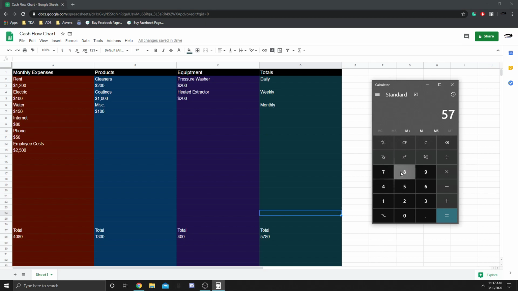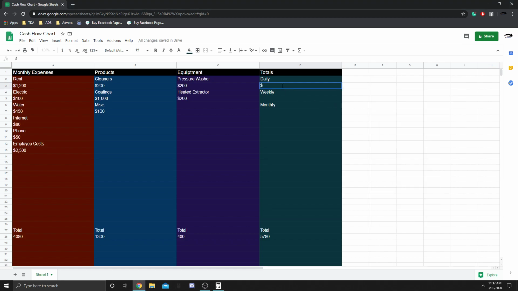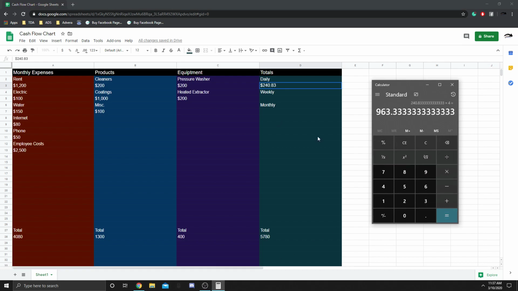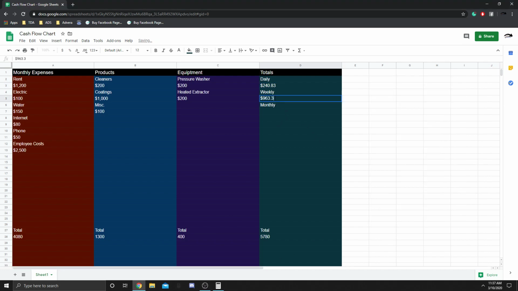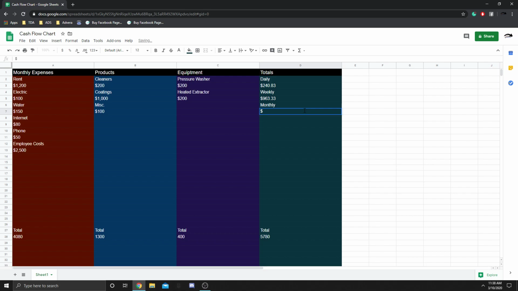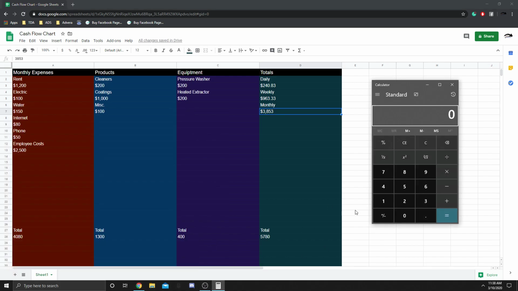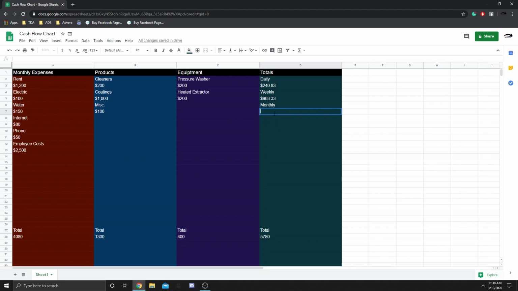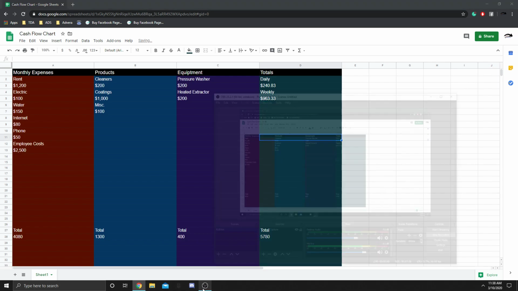So you're going to take this total and you're going to divide it by 24. That's how much money you need to make per day, $240.83. Now you're going to times that by 4, $963.33. And then you want to times that by 4, $3,853.33. Now you really kind of want to ignore this monthly number because it's never going to equal your actual expenses. So I wouldn't really even track that number.